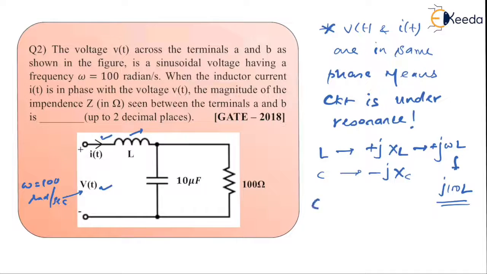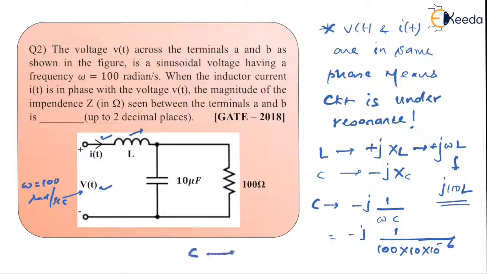Whereas in terms of capacitor, let's see what happens. Minus jXC can be replaced with minus j 1 upon omega C, or minus j 1 upon, what is omega? Omega is 100 into capacitor value is 10 microfarad, which is 10 into 10 to the power minus 6. So now if you calculate this, you should replace C with minus j100. So in a way, circuit is like this. Inductor value L is j100L, capacitor is minus j100, and parallel to which there is 100 ohms.